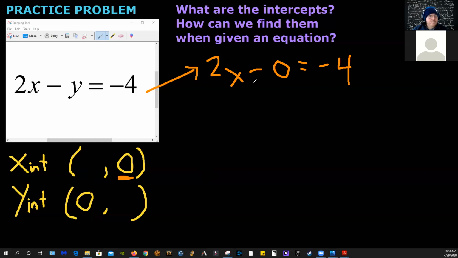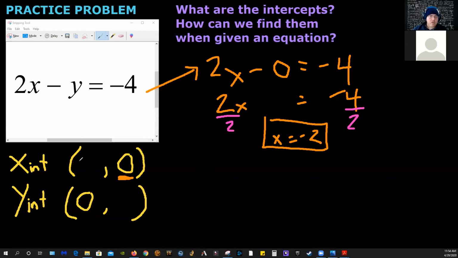Okay, so that means minus 0 doesn't change anything. So we just say that 2x equals negative 4. So we divide both sides by 2, and you would get x equals, okay, so negative 4 divided by 2 would be negative 2.